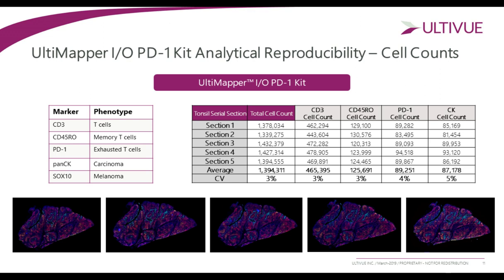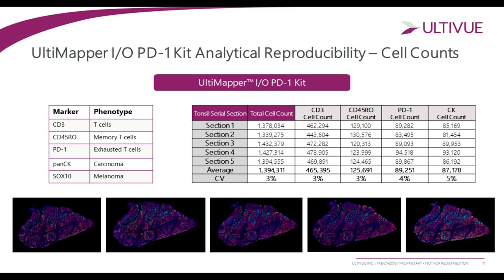And what we see for CVs between CD3, CD45RO, PD-1, and cytokeratin is CVs ranging anywhere from 3 to 5%. Now, to put that in context, having CVs that are within 20% is considered very, very good in immunohistochemistry. Having anything close to 10 to 15%, you're definitely doing an incredibly good job. If you're going sub 10% as far as your CVs go, that is something you should be very proud of. That is something that's incredibly difficult to do.